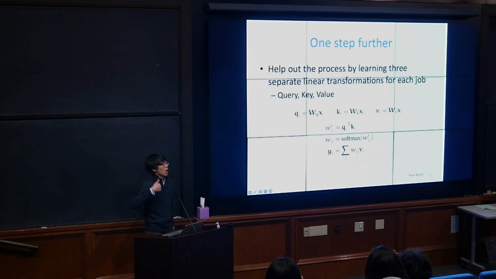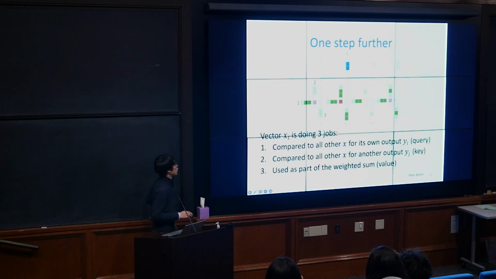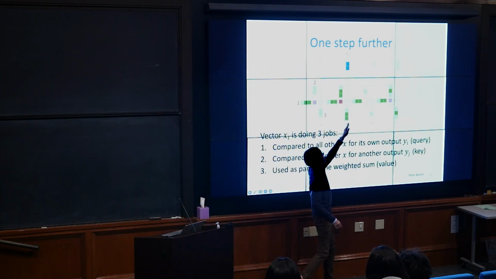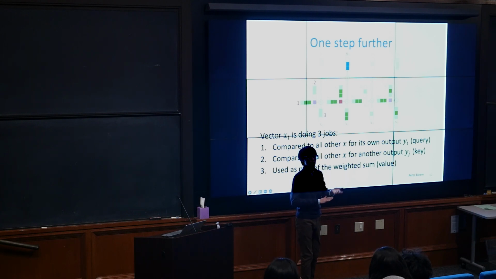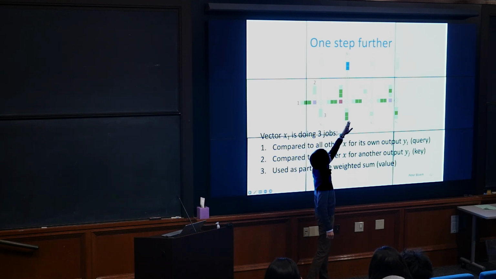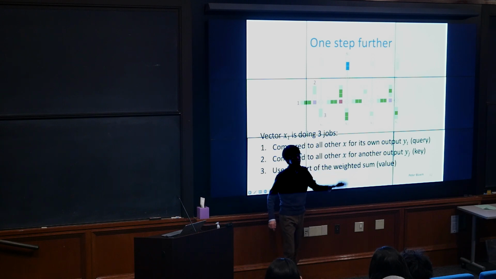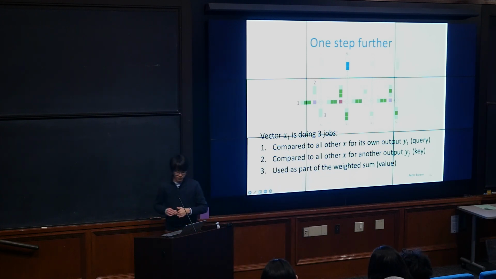And this adds expressibility to the model. The intuition here is that the embedding that you use to compare with other words should be different from the embedding that you use to generate your output, right? That's the intuition there.